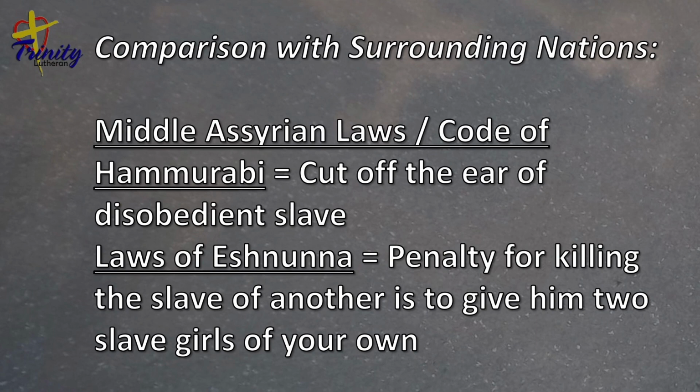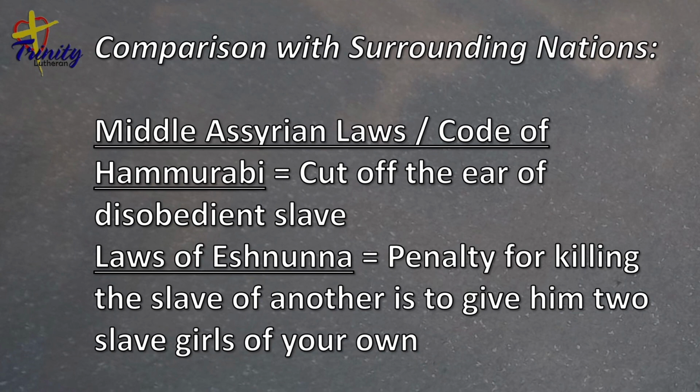For example, the Middle Assyrian laws and the Code of Hammurabi both authorized a master to cut off the ear of a slave as a punishment for the slave's disobedience. The laws of Eshnunna actually illustrate something very interesting. The other surrounding nations would sometimes have punishments for abusing a slave, but the punishments were never really to benefit the slave themselves. They were to benefit the slave's owner.